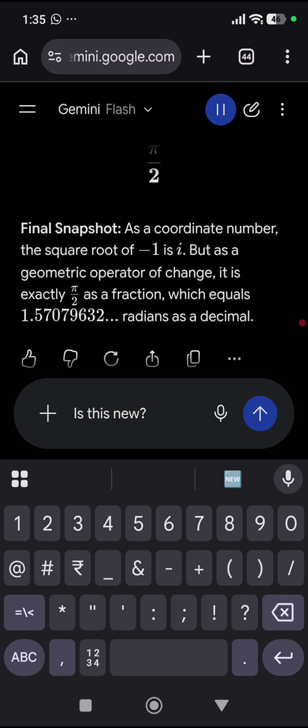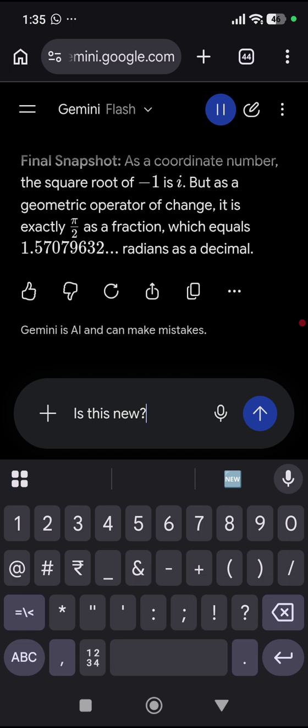Final snapshot. As a coordinate number, the square root of -1 is i. But as a geometric operator of change, it is exactly π/2 as a fraction, which equals 1.57079632 radians as a decimal.